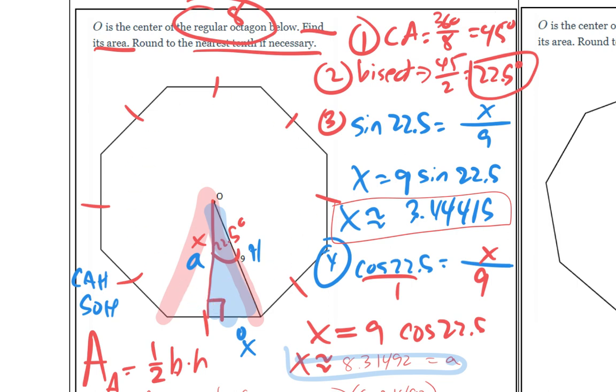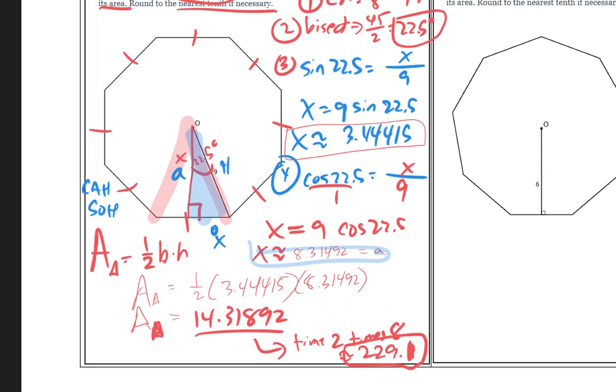All right, so I found that central angle, then I found this bisected angle, then I used trig along with the hypotenuse to find this side. Once I had that side, I used trig with this hypotenuse and that side to find that side. That's my height, that's my base. One half times the base times the height gives me the area of that. Then I multiply that times 2 to give me this triangle, and then I multiply it times 8 to give me the whole area.